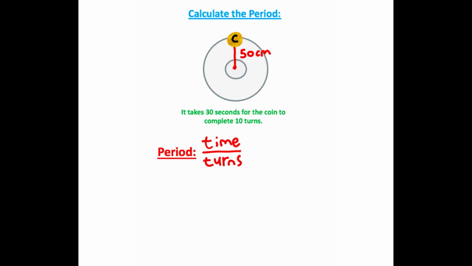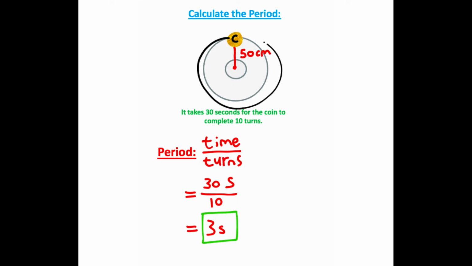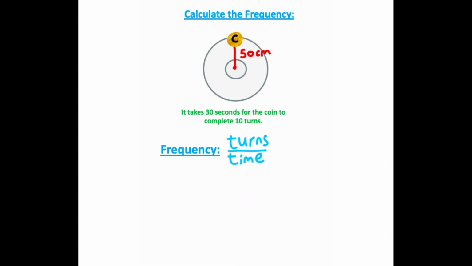So we can take our time, which is 30 seconds, over our turns, which is 10. Notice how we have 30 over 10. And what we can do is divide those two, and that's going to give us 3 seconds. So the period of motion is 3 seconds. And what that means is that this coin right here is going to cycle all the way around the wheel after 3 seconds.